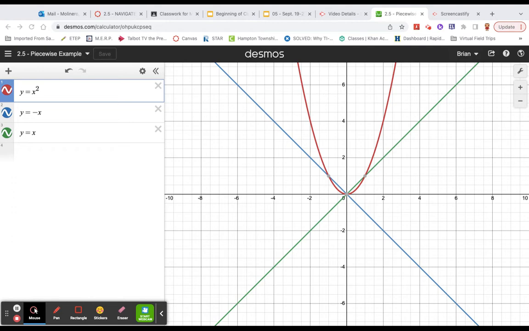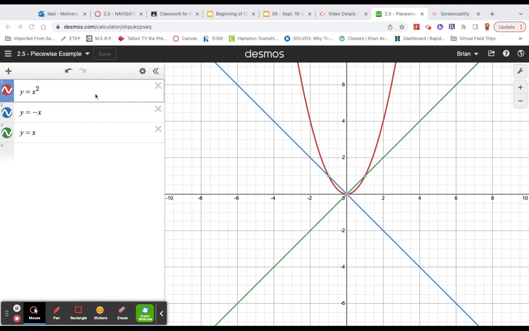To get started, I have the graphs of three different functions: y equals x squared, your parent parabola, y equals negative x, and y equals x, two lines with slopes of -1 and 1 that travel through the origin. Obviously, if I was to consider all three of these at the same time, this is not a function. We have significant overlap between all of them. We've got intersection points in lots of different places. So what we'd like to do instead is restrict the domain of each one of them and create a piecewise function that we can analyze.